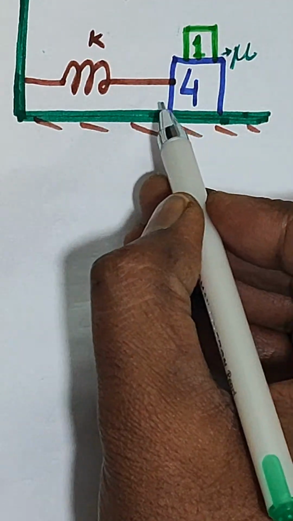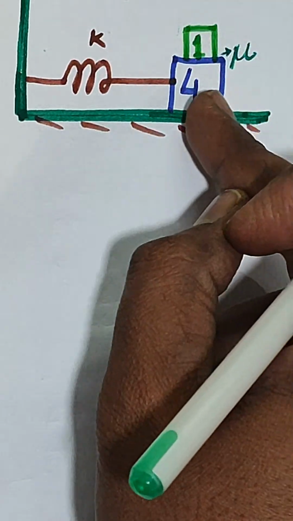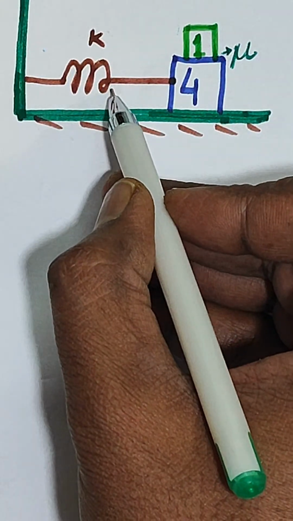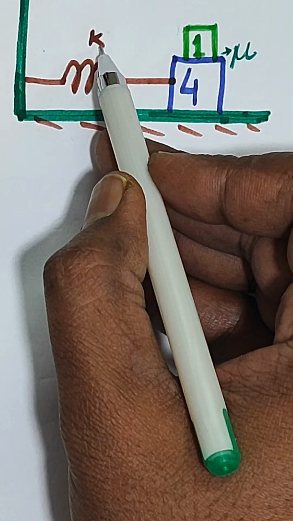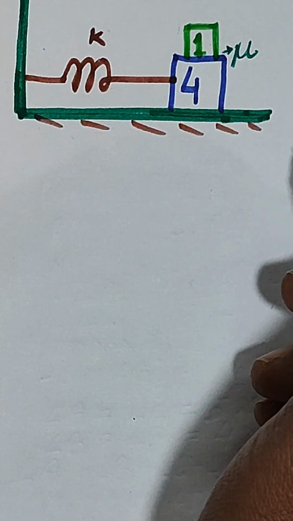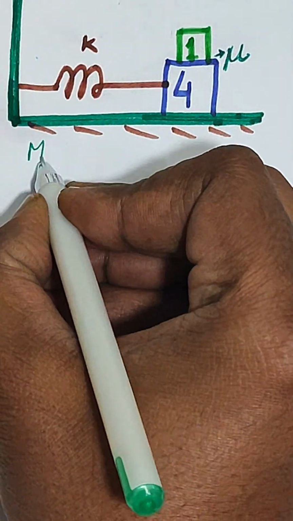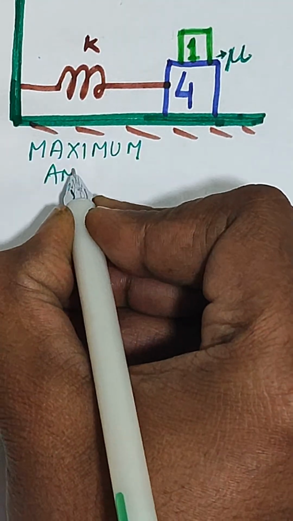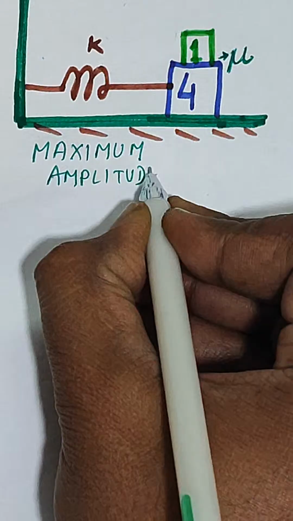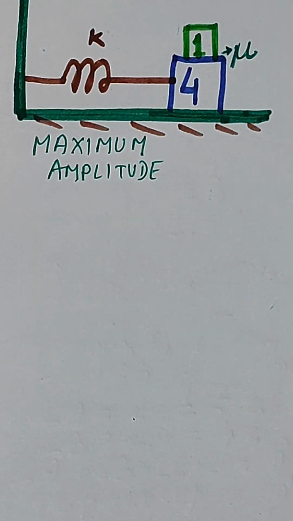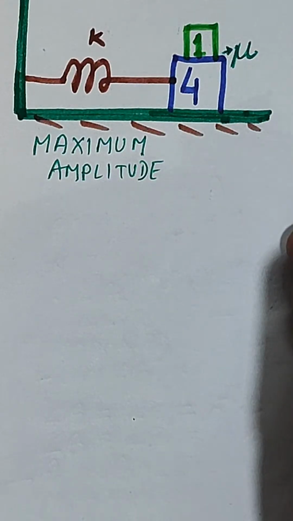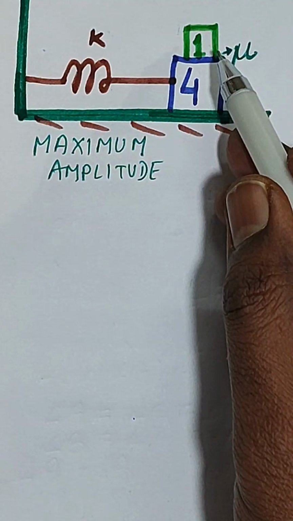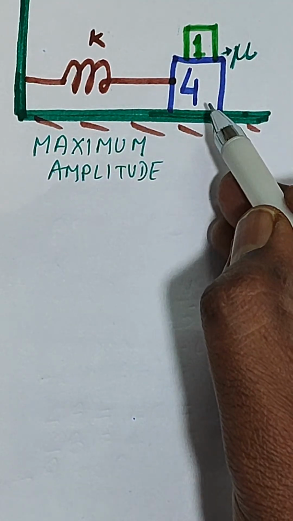And if the system is slightly displaced from the equilibrium and released, it will execute SHM because there is a spring associated to it, and the spring constant of this spring is given to you as K. The maximum amplitude we need to find, if the upper block, this one 1 kg block, does not slip relative to the lower block.